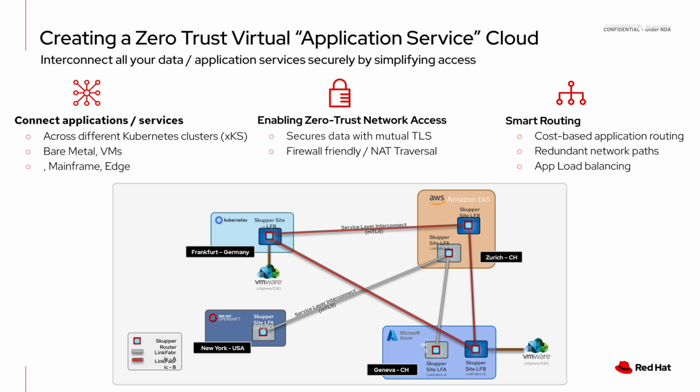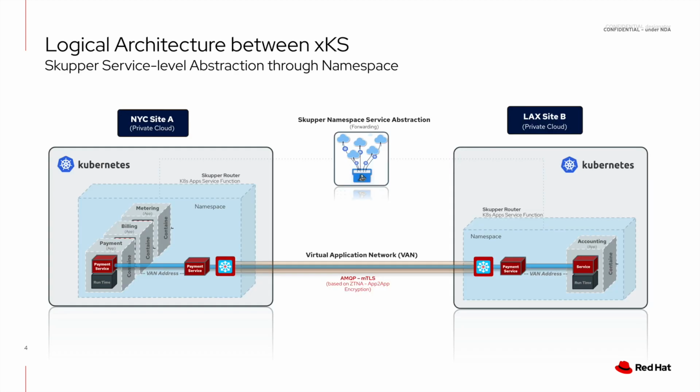It does create a whole network. You have redundant network paths. You can do load balancing. You can do cost-based application routing. If you wanted to connect namespaces on 2 different Kubernetes clusters, you can very easily set up that virtual application network with 2 Skupper routers on either end, connect them together, and expose services within the namespace to that Skupper network, and then they will be visible within that namespace for services to use.